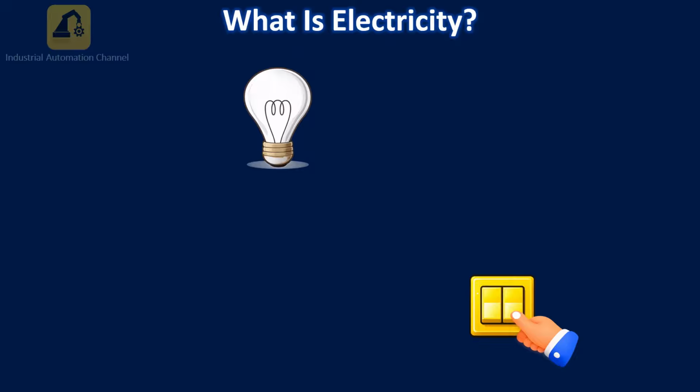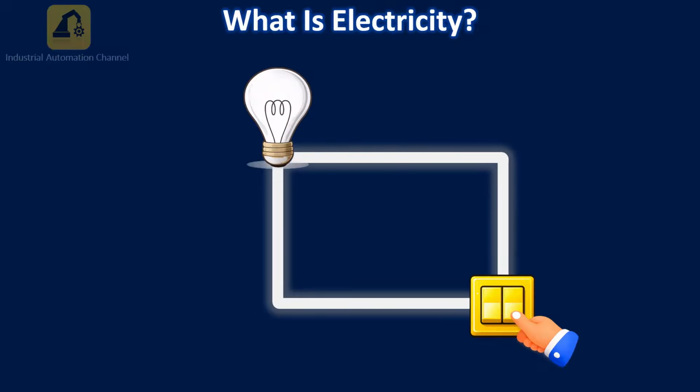You flip a switch and the lamp turns on. Why does it light up? Because the switch closes a circuit, a complete loop. Something can start moving all around the loop, through the lamp and back again. So a loop is what makes it work.